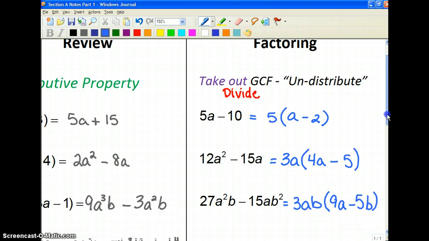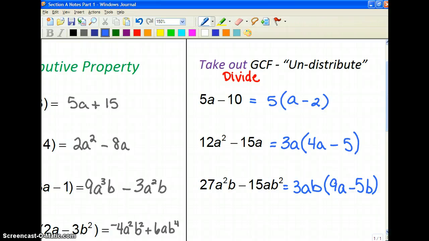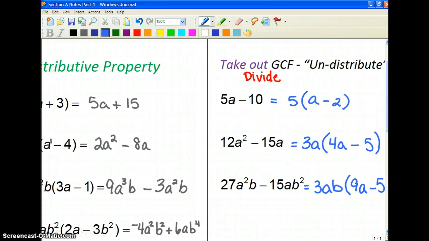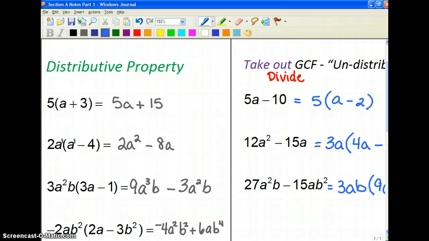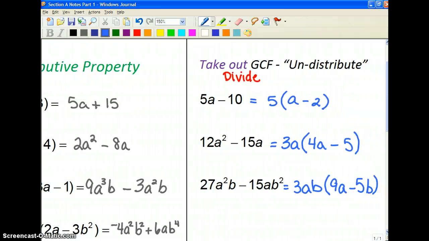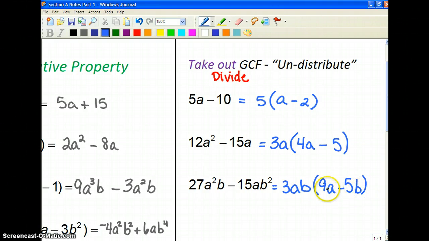So if you look at this, you can see that the distributive property going one direction is here, and going the other direction is this factoring problem. All right? So undistributing something is just factoring it. How do you know when you're done? Well, when you look at the parenthesis, you want to make sure nothing is in common between those two terms. Nothing else could be taken out. That's how you know when you're done.